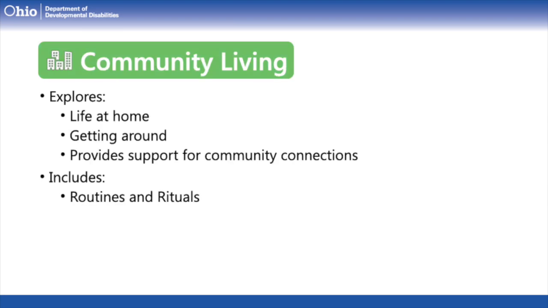The Ohio ISP includes hanging out at home and getting around in the community living section. We want to make sure folks can get out and about and get to the things they want to do. This is where we would discover the places the person wants or needs to go and exactly how they're going to get there. This section is where we have the opportunity to explore transportation options.